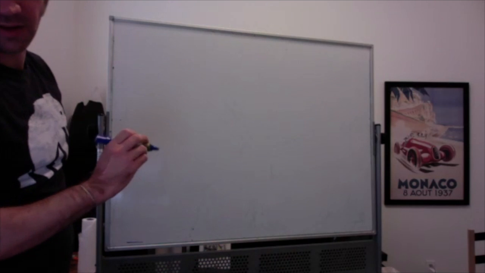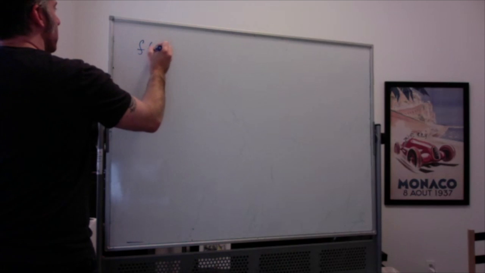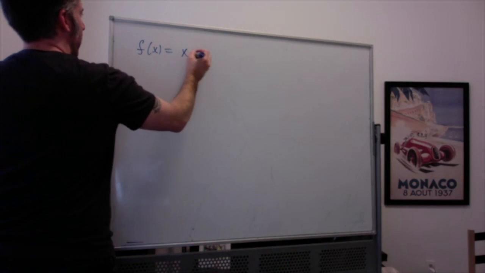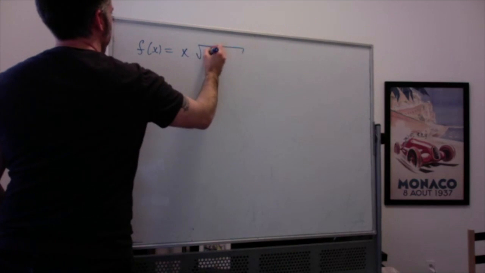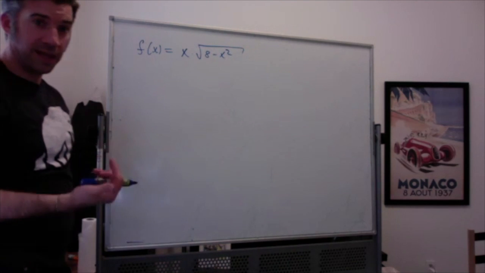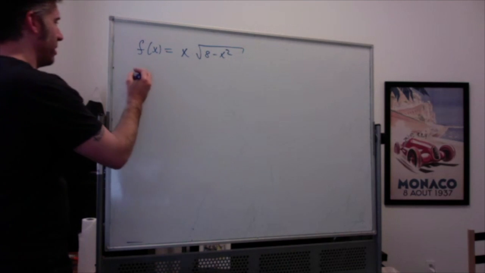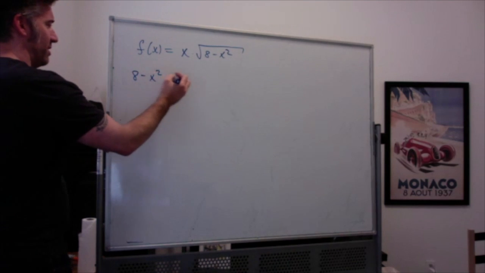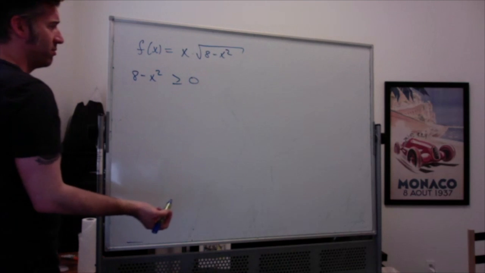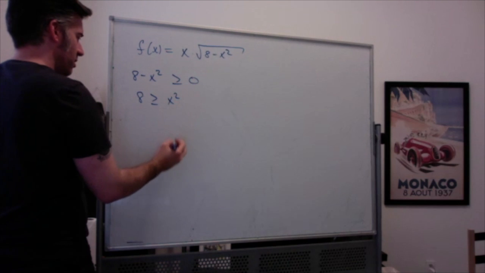Anyway, let's look at one more example, and then I think we will call it a day for real. Let's look at the function x times the square root of 8 minus x squared. Like the previous example, this example has a limited domain. Here our domain is 8 minus x squared has to be greater than or equal to 0. So 8 has to be greater than or equal to x squared.